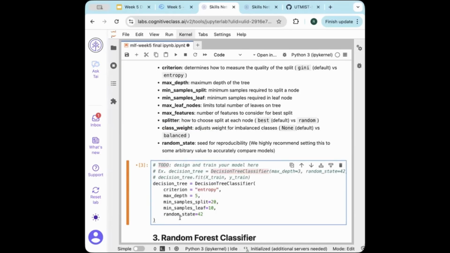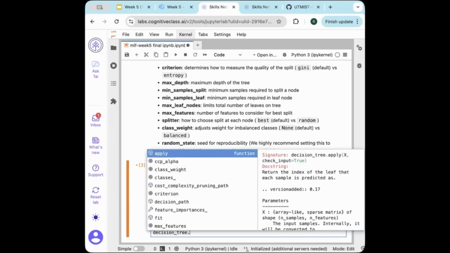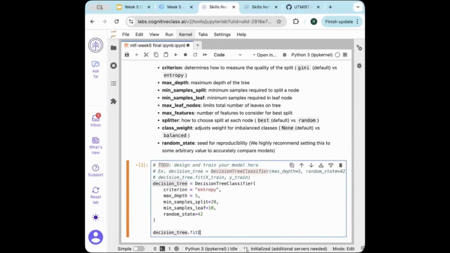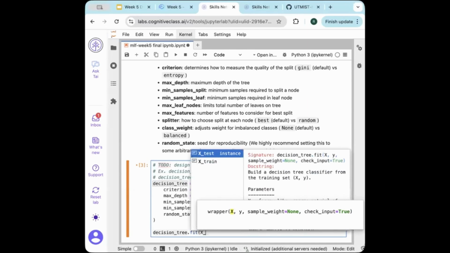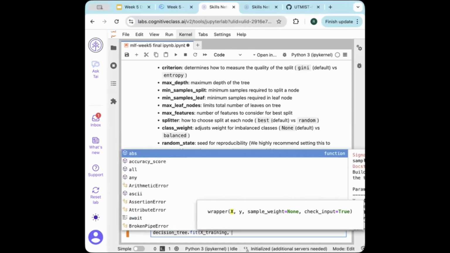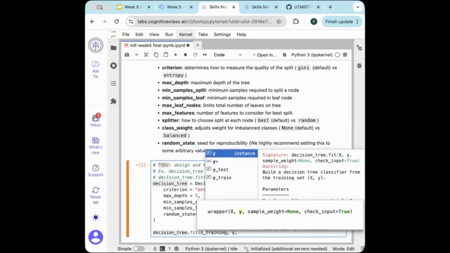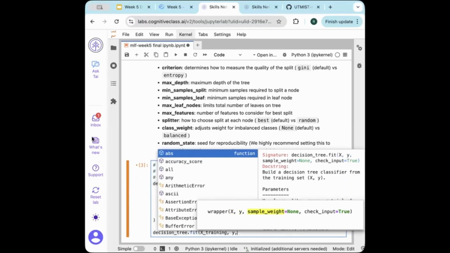Okay. And then I'm going to run this function with only the training data set. So this is the input sample, right? All the input vectors. And this is the result vectors.